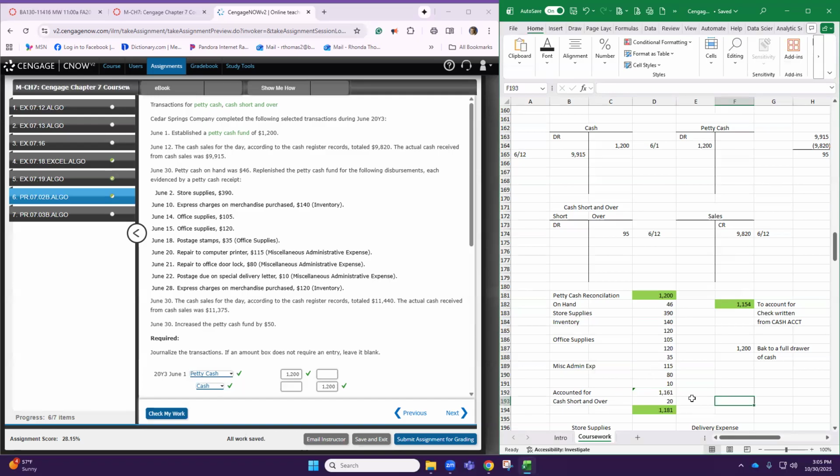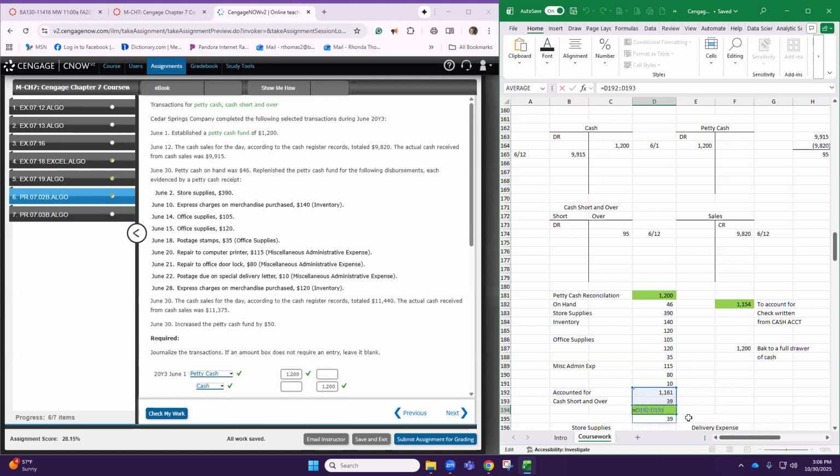So how much have we accounted for? We've accounted for $1,161. How much is it supposed to be? It's supposed to be $1,200. So how much is it short? So the amount is the full amount of the petty cash, and subtract what we just accounted for. So we're short $39. Just to double check our math, we want to add those two together.